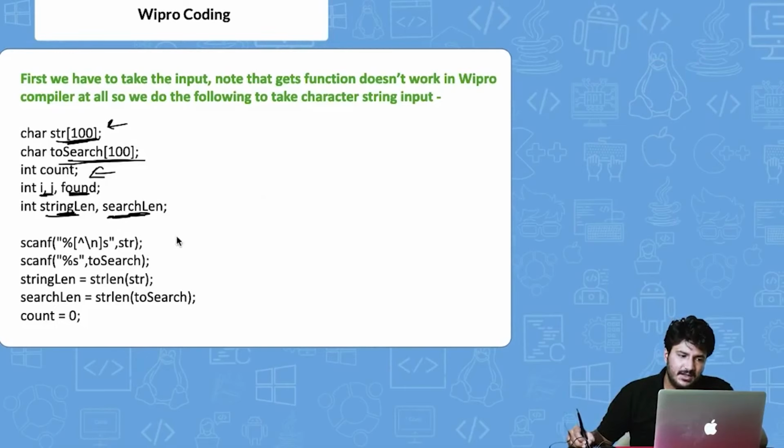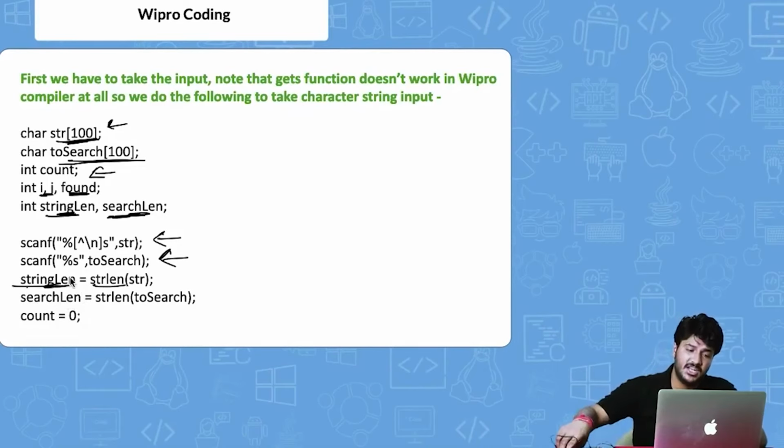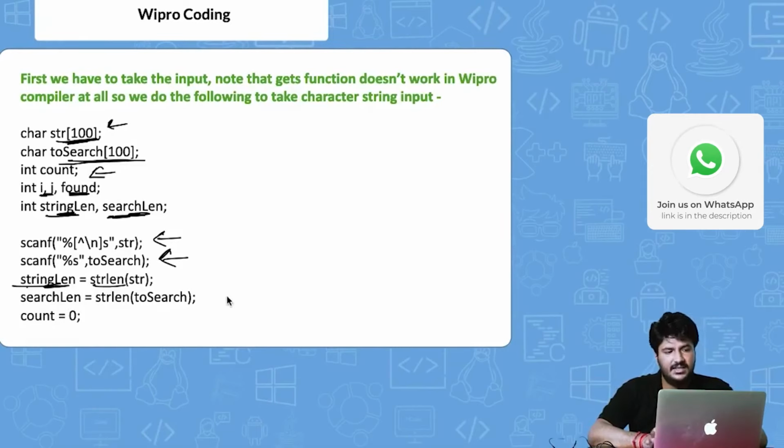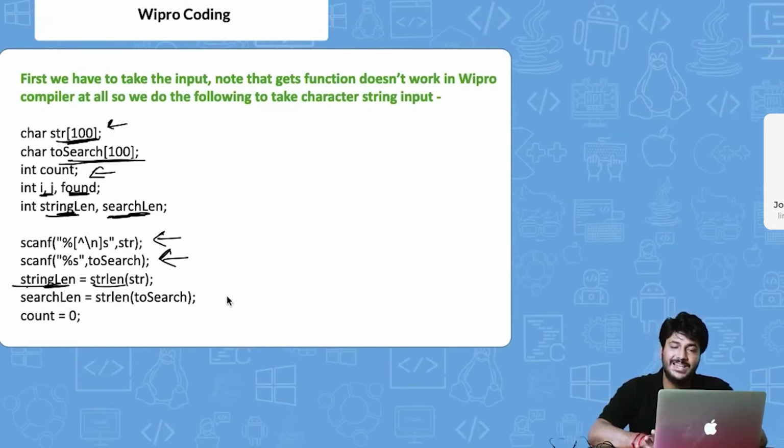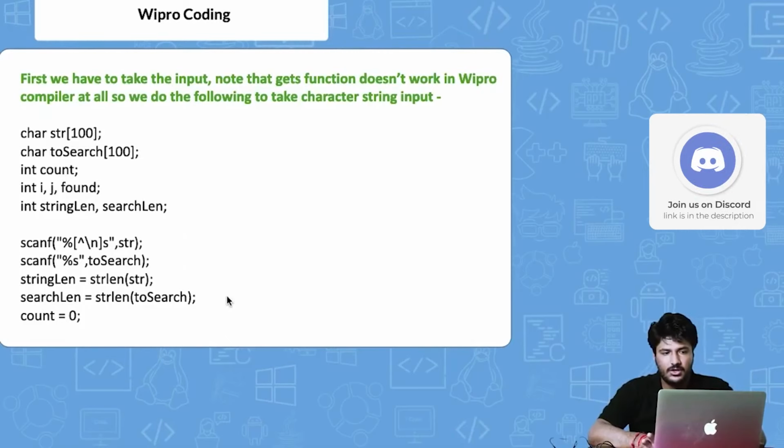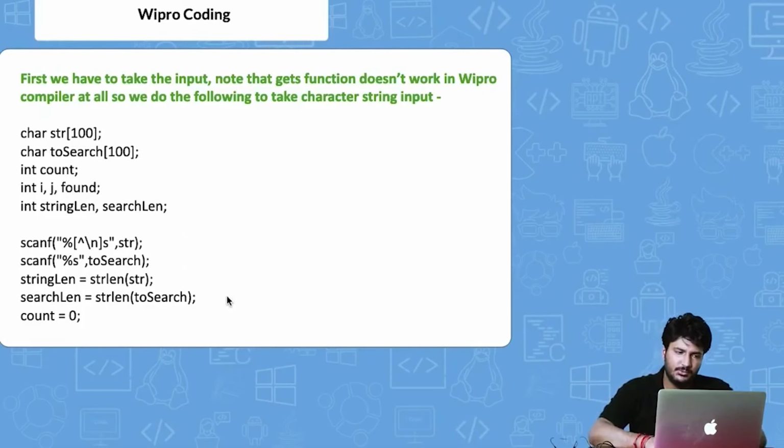Again, as I told you, the gets function does not work in the Wipro compiler, so we are using scanf. Here we are asking them to enter the input string, and here we are asking them to enter the target string. And then finally, using the strlen function, we are storing the length of the main string and the target string in string_len and search_len. Then initially we are keeping the count value as 0. So here we are basically initializing and finding the basic things to start with the program.